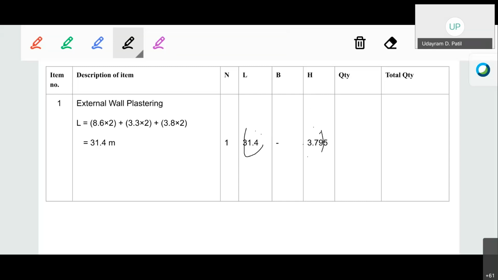Plastering we consider in length and height, because whatever the particular plastering is, its width or thickness is definite and thickness is uniform throughout the section. Whereas the other two parameters, that is length and height, are more dominant or have higher value. So the quantity is 119.16 meter square. Okay, 119.163 meter square, whatever it is.